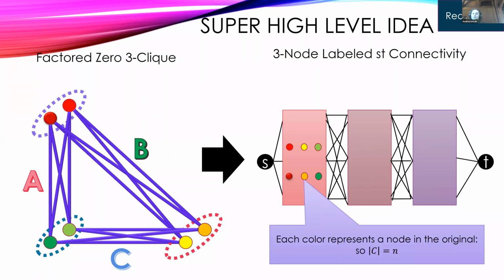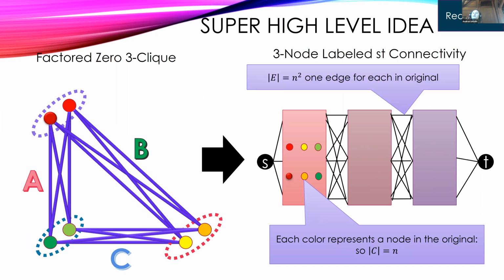How big is this? Well, each color is representing a node in the original, so our number of colors is n. And each edge, I haven't explained what's going on in the internals of these gadgets, but each edge is basically going to correspond to an edge in the original, like one of the factored vectors that's written onto an edge value instead of a weight.